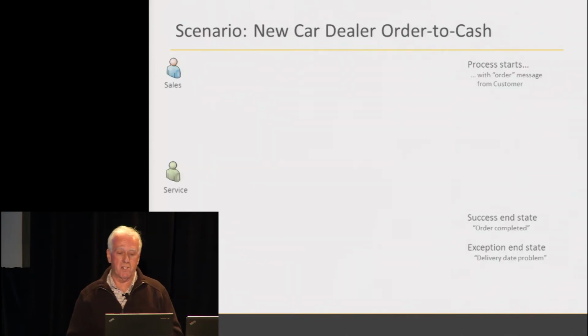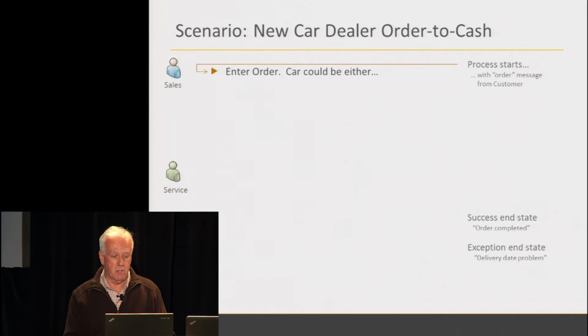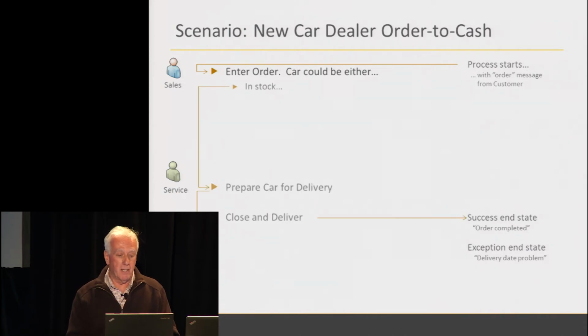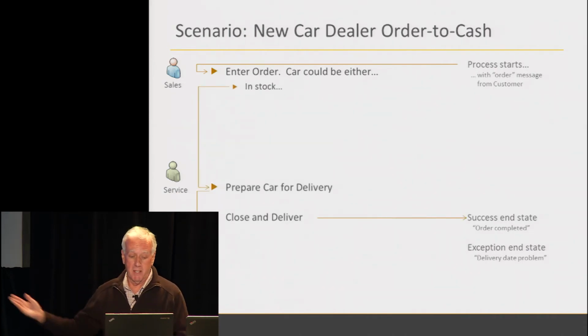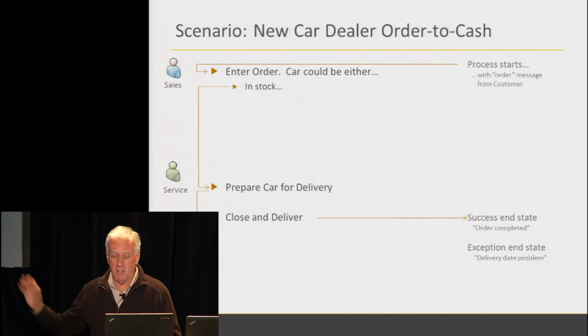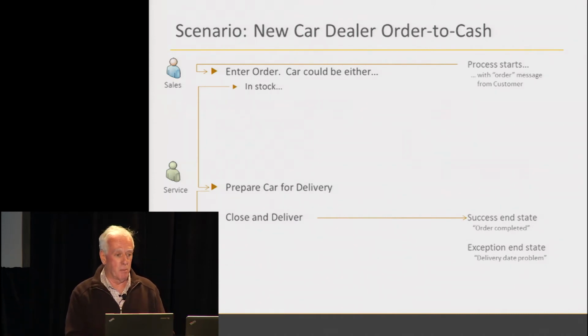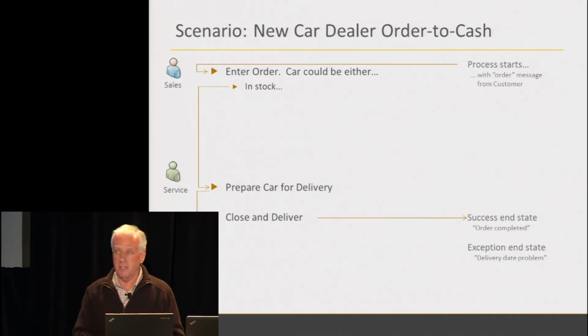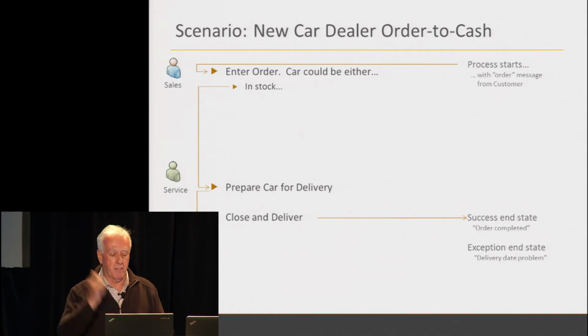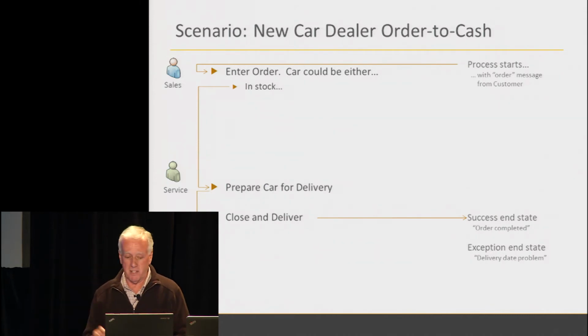All right, so here's a scenario that we use in the training, which is imagine you're a car dealer, new car dealer, and think about your order to cash process for your car dealership. So what happens? So first, the customer submits an order, some little signed piece of paper saying, I want this car for this price. And the car could either be in the dealer's stock, in which case we get it out of stock, go to the service department, they do whatever they do to prepare it, wash it and do some dealer options, and then there's a closing ceremony where you give the cashier's check and you drive off with the car. That leads to the success end state.